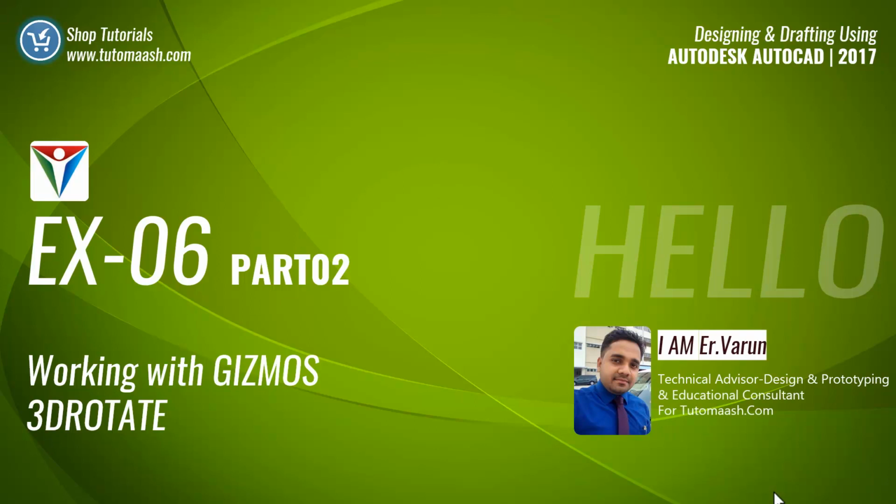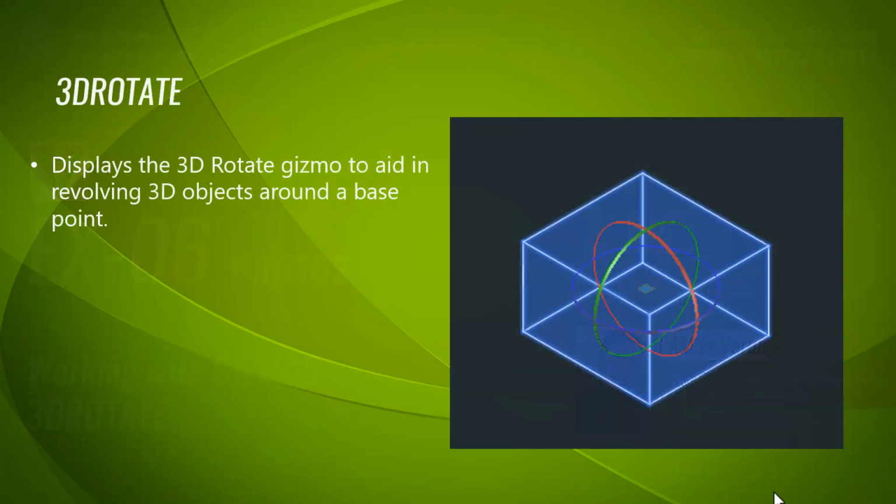In this session, we'll be discussing working with GIZMOS. 3DROTATE is another gizmo that we use in AutoCAD. It helps you to display a 3D rotate gizmo which will aid you to revolve the object in the 3-dimension. As you can see in the figure here, it will show you the 3-dimensional rotational gizmo. So you can select any of the axes and rotate it according to your need. Now let's see this option in the software.